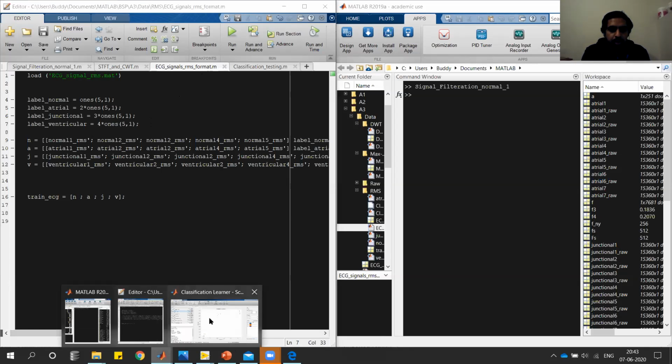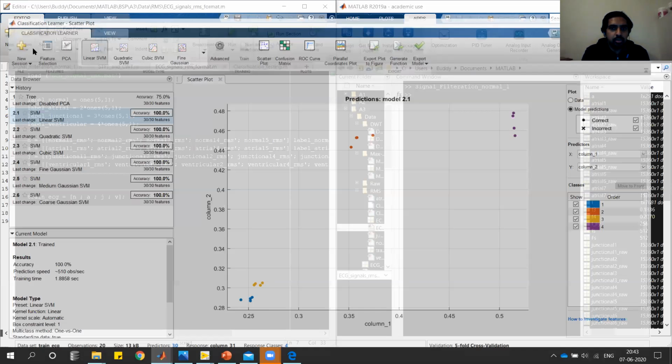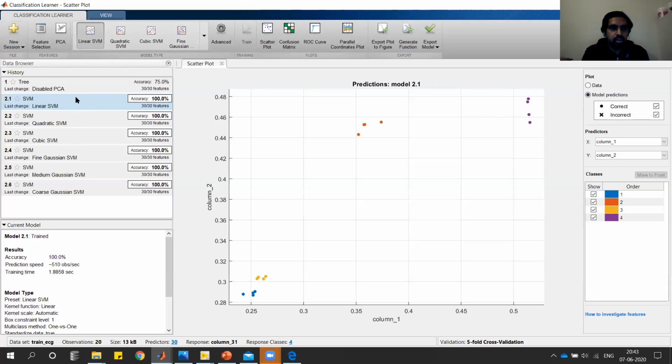After that, we imported those formatted features into the Classification Learner toolbox, and then we trained them using the appropriate models. As you can see, for the decision tree model, we got 75% accuracy, and for various SVM models, we got 100% accuracies. Now, once we are satisfied with the accuracy we achieved, we exported the model into MATLAB again.